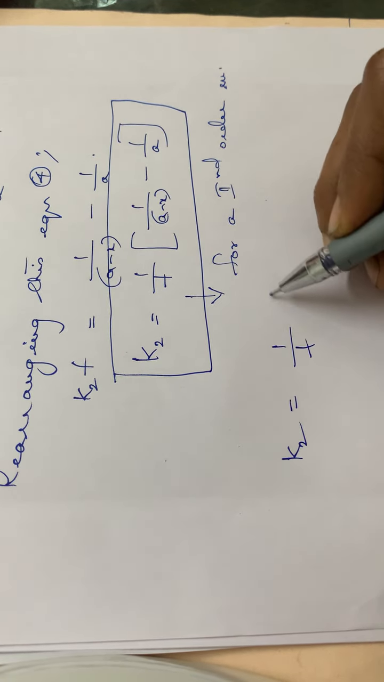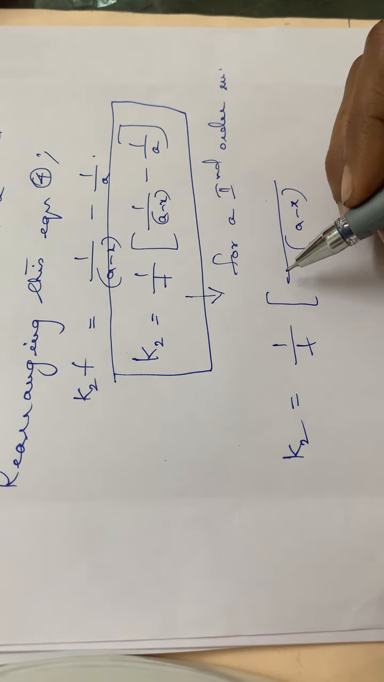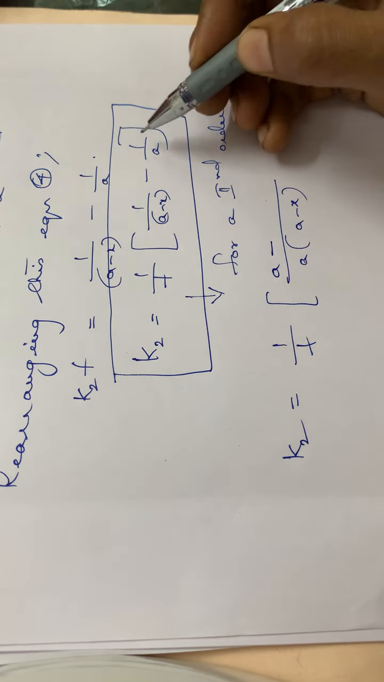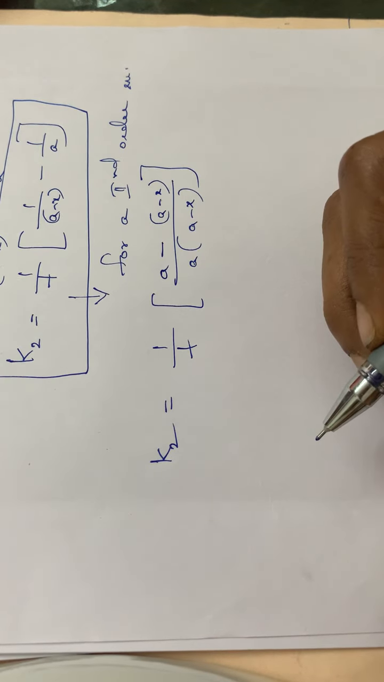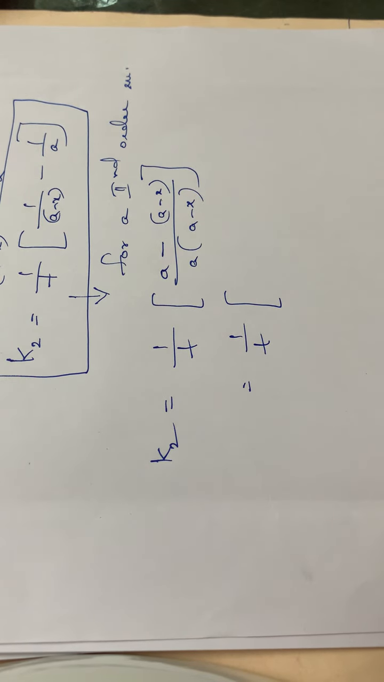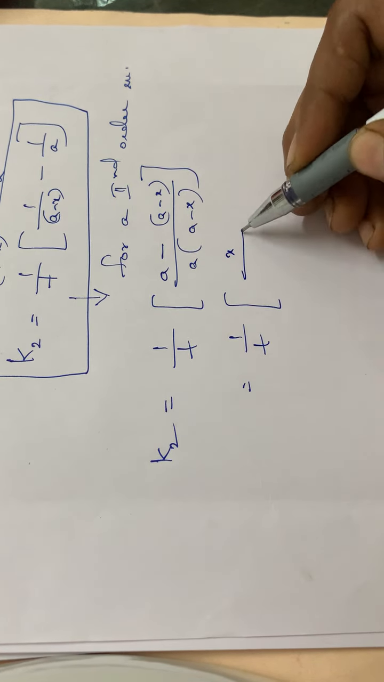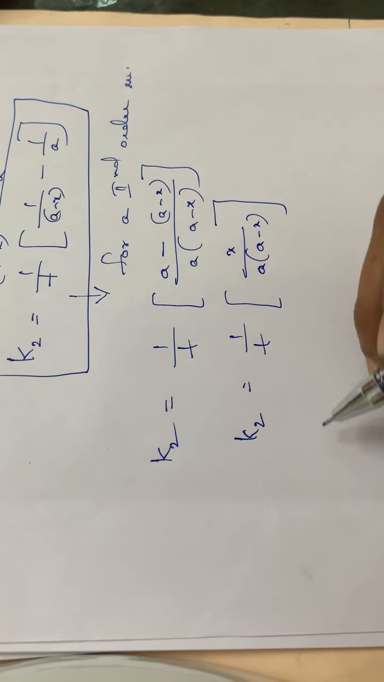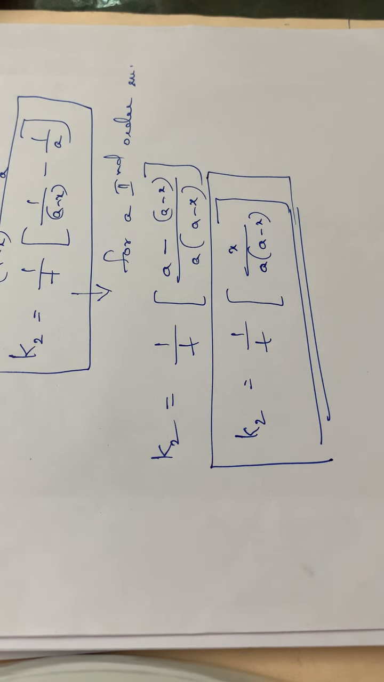So here 1 by t into, what about the LCM? LCM is a into a minus x. Then here it becomes 1 by a minus x into this term LCM, that gives a minus 1 by a into this particular term, it becomes a minus x. So 1 by t into a minus a, isn't it? A minus a will be cancelled, then minus into minus x becomes x. So x divided by a into a minus x. k2 is equal to 1 by t into x divided by a into a minus x.